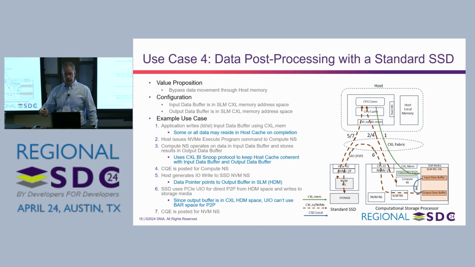The application is going to write to the input data buffer. We're going to issue an execute program command. Again, using the back invalidate snoop, we make sure our input data buffer and our output data buffer are all consistent with what's happening in the host. We process the data, write it to the output data buffer. Execute program command completes.